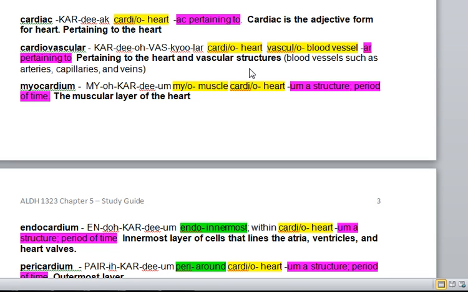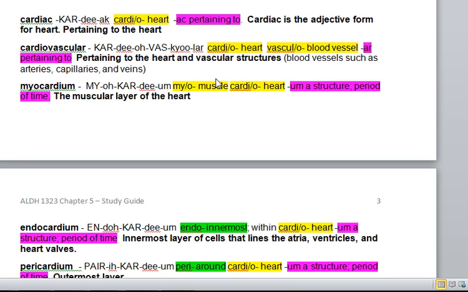You might already know what they are, or you might not. But you need to know that cardiovascular is pertaining to the heart and vascular structures. And if you don't know what the vascular structures are, you need to know that they're blood vessels such as arteries, capillaries, and veins. If you don't know what an artery, a capillary, or a vein is, then you would want to go back to your anatomy and physiology section of the chapter. In this case, I do know what they are, so I move forward.